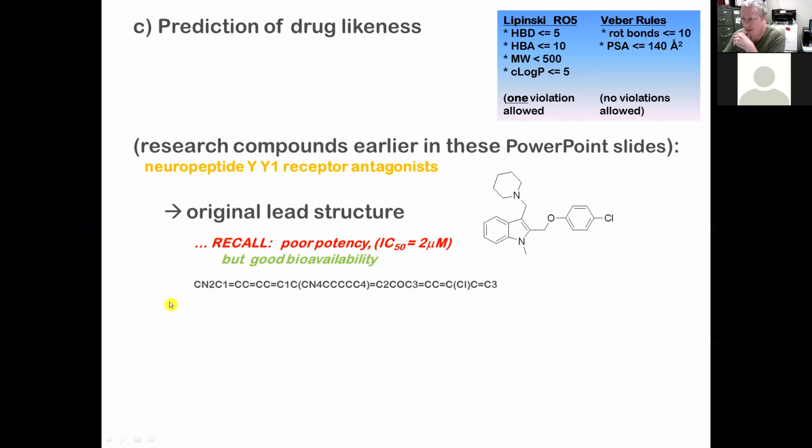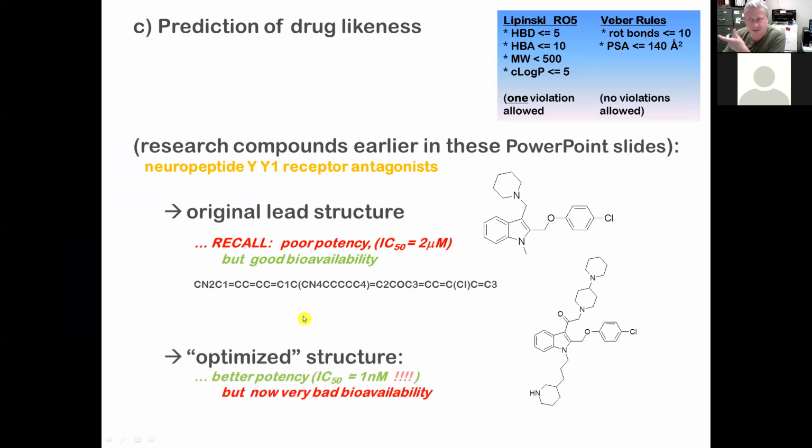And then they did this optimization campaign where they added some stuff. They added a piperidine up here. They added a couple carbons, another piperidine down here. But when you start adding lots of structure, that's going to hurt the drug likeness. It certainly adds a lot to the molecular weight, and it doesn't get absorbed as well. So yes, the IC50 is now 1 nanomolar, very nice, right? But they have very bad availability. And this is a very common problem people experience in medchem.